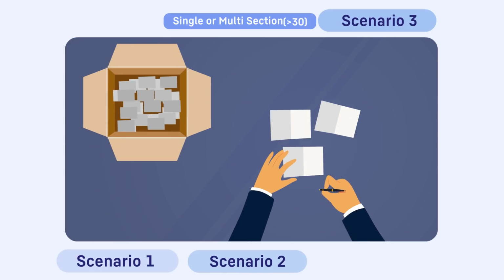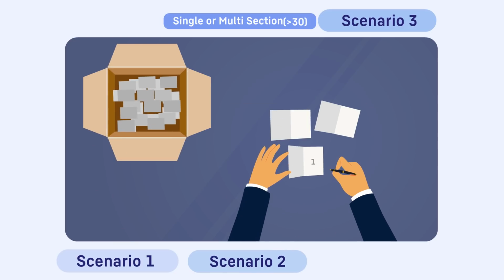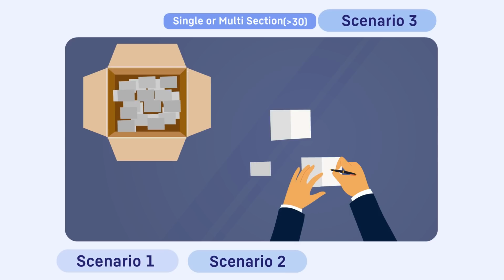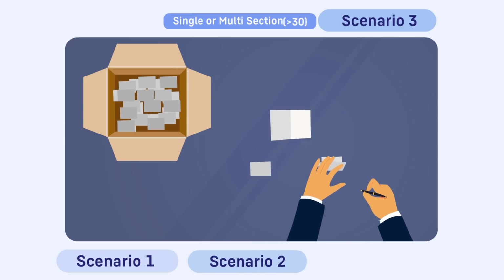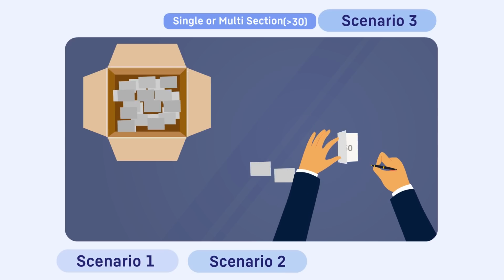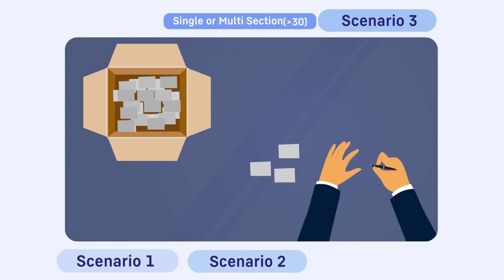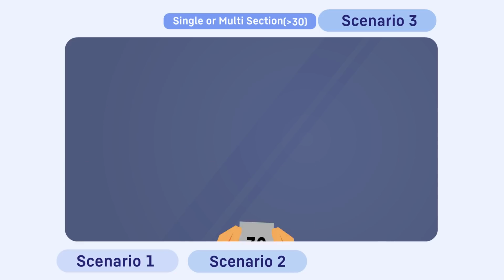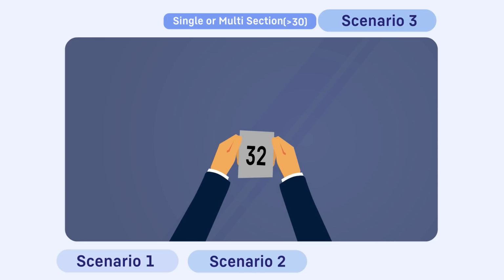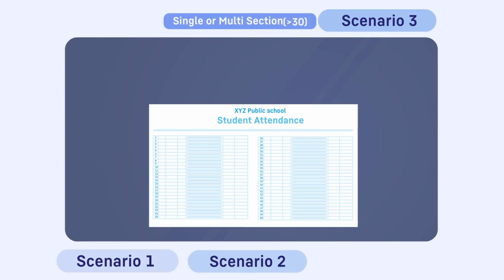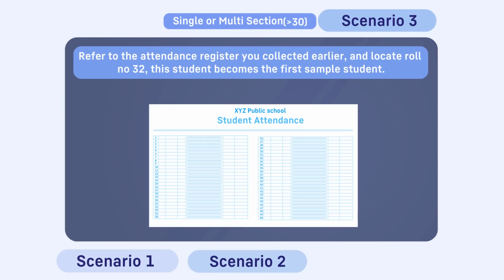Next, write down roll numbers of students on different chits folded alike. So, roll numbers 1 to 50 are written on different chits and one chit is drawn out at random. This will be the starting roll number for the survey, the first survey student. Let this roll number be 32 in case of XYZ public school. Now refer to the attendance register you collected earlier and locate roll number 32. This student becomes the first sample student.